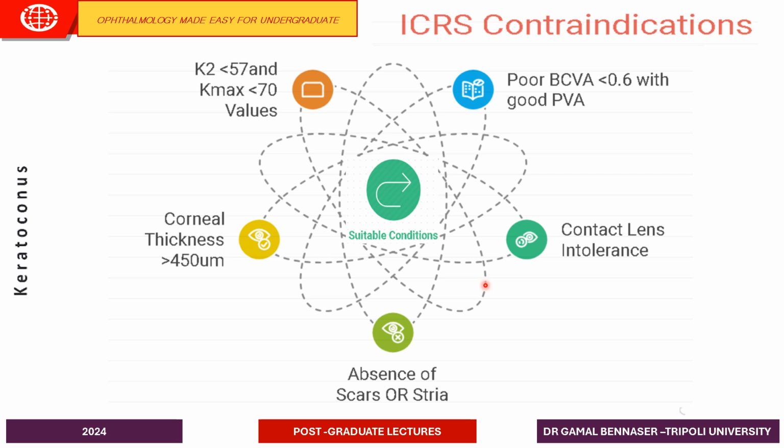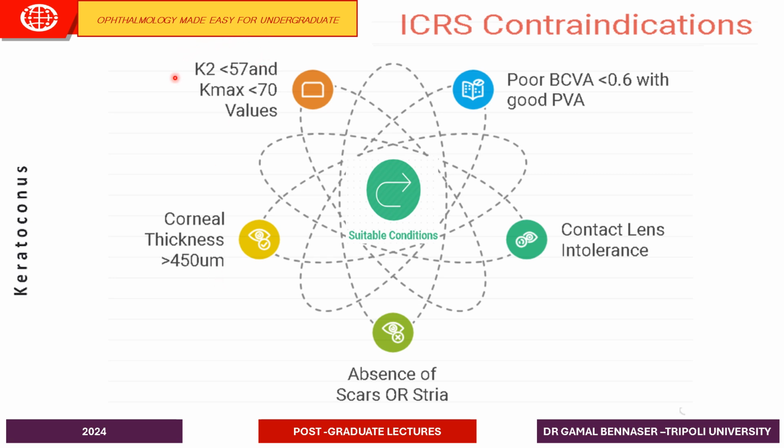The cornea should be very clear and there should be no striae in the cornea. And the corneal thickness at the tunnel site should exceed 450 microns. And within the optical zone of 5 to 6 millimeters, at least 400 microns should be there to guarantee the safety and the effect of the intracorneal ring segments.